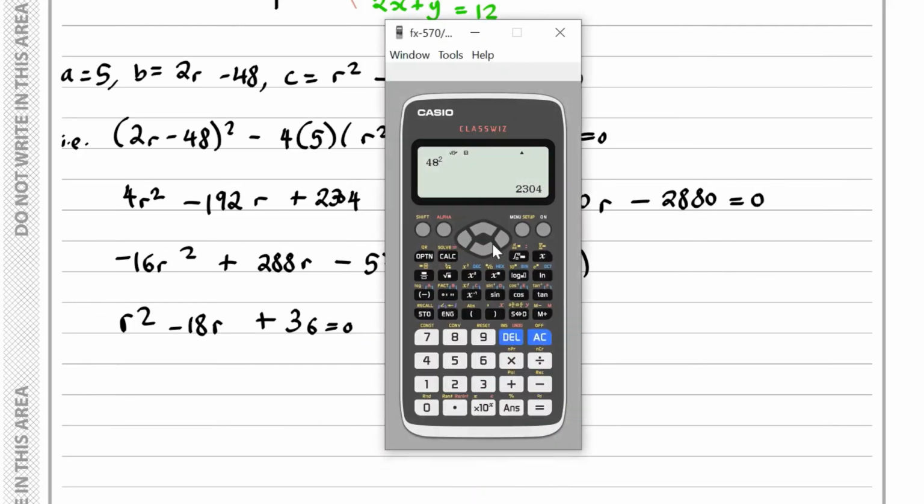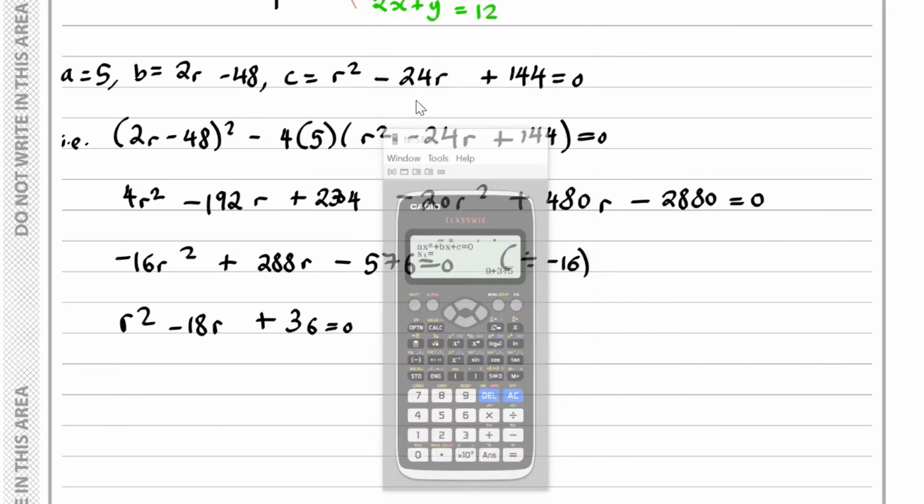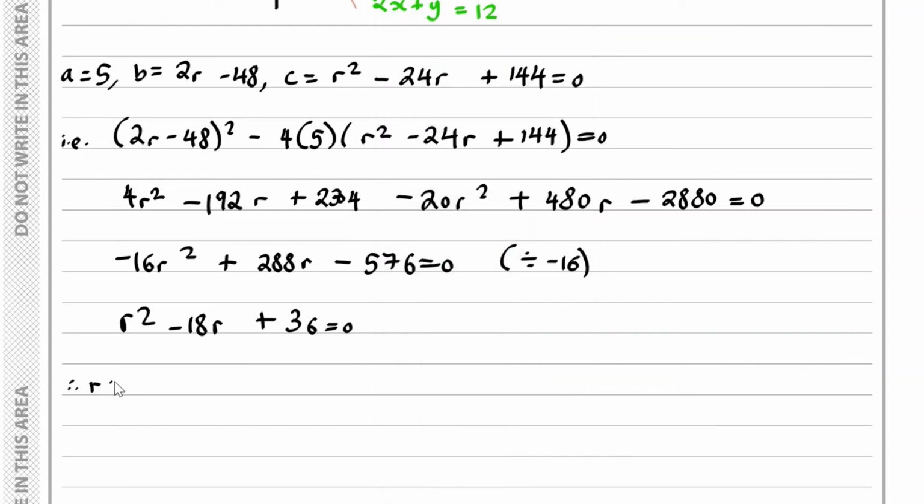And if we solve this using our calculator, we've got r squared minus 18r plus 36. So the two possible values of r we've got is 9 plus minus 3 root 5. So that's our final answer.